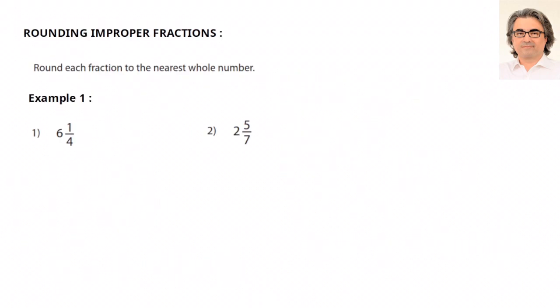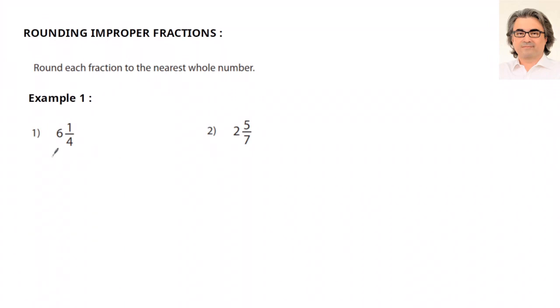Now let's continue with the last subtitle. Rounding improper fractions. Rounding. We should find the integer that the given fraction is nearest to.